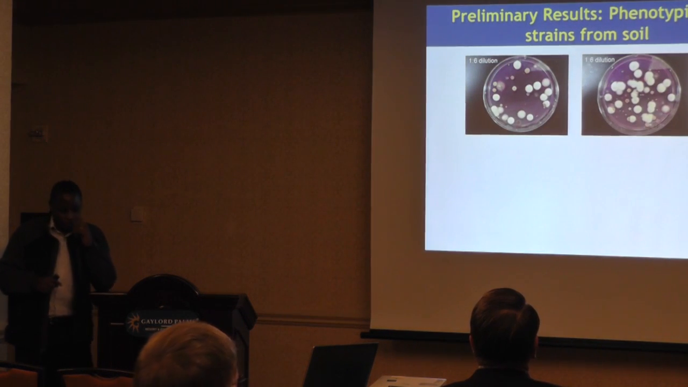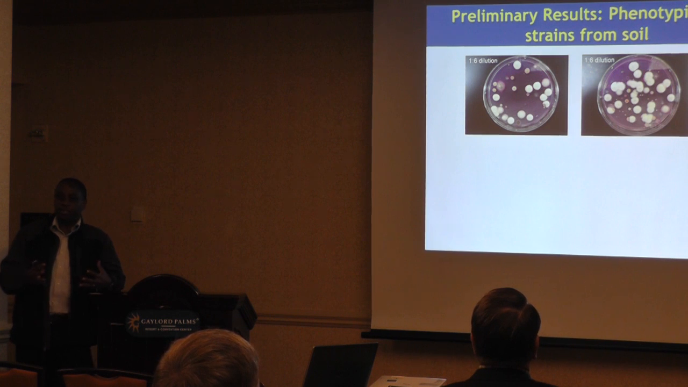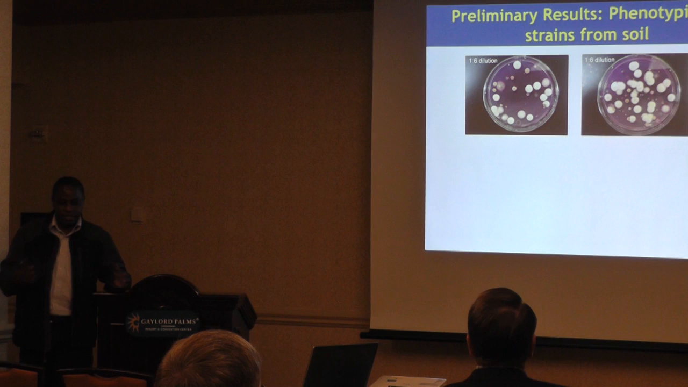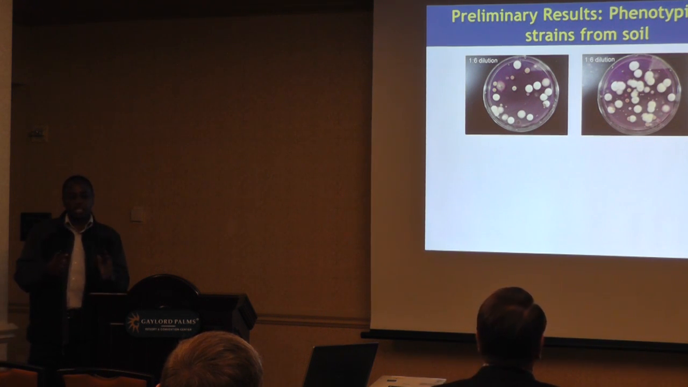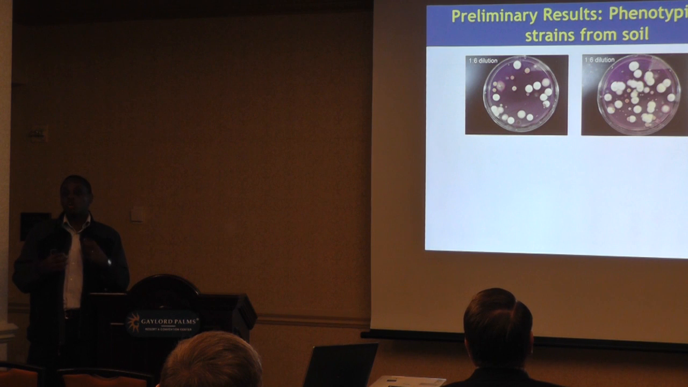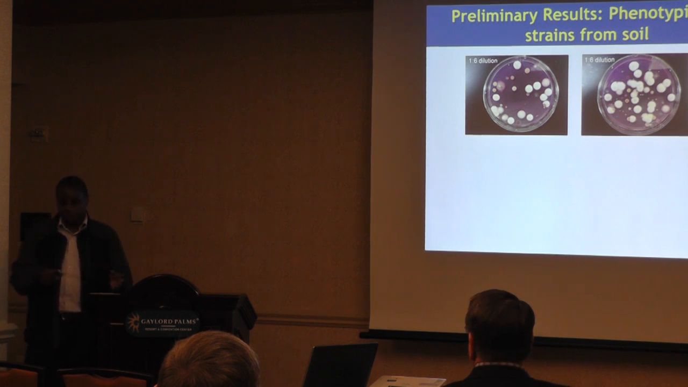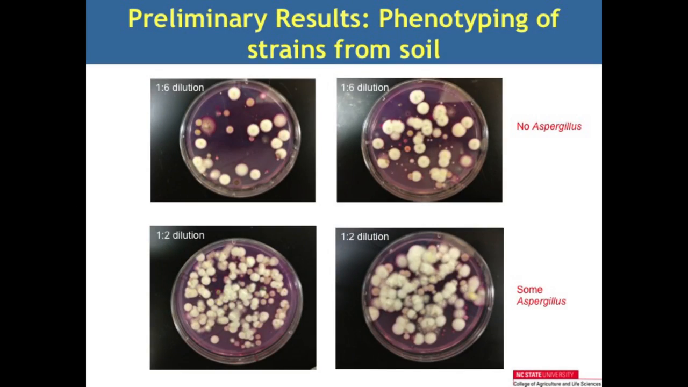All right. So the first thing that we did, since we want to determine the phenotype in the soil, you have to go through the same whole process: soil dilution, serial dilutions, and come up with a dilution level that is optimal to identify members of Aspergillus section Flavi. When we started with the 1 to 6 dilution, we got very few colonies, but none of them were actually Flavi. So we went to one or two dilutions, we got some.